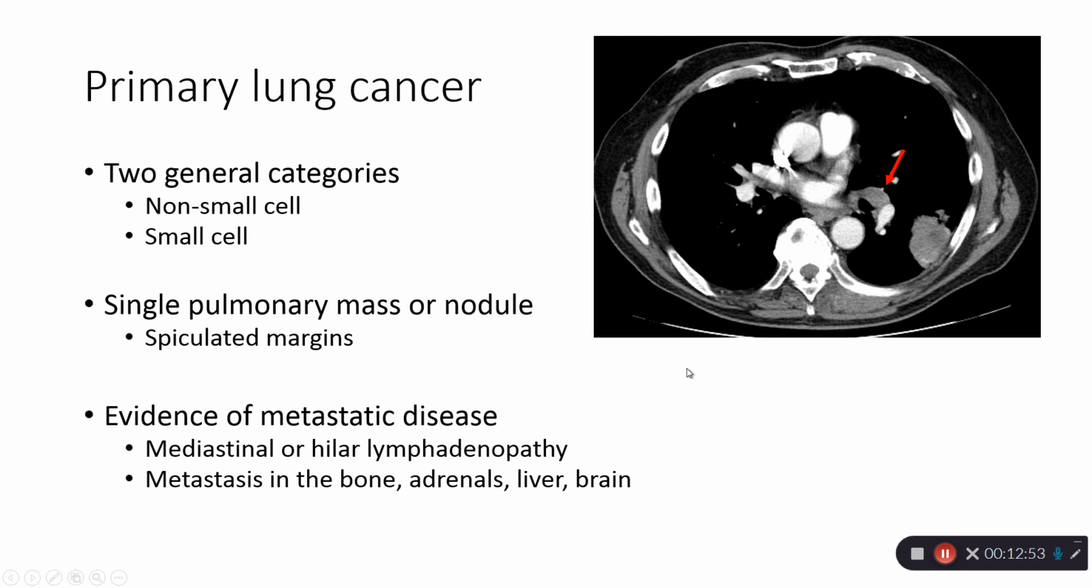Primary lung cancers are typically placed into two categories, whether it is a small cell or a non-small cell, often presenting as a single pulmonary mass or nodule. The margins may be spiculated or lobulated, and then we also want to look for evidence of metastatic disease, either within the thorax or distally. So in this case, there's a malignant metastatic left hilar lymph node, but metastasis can occur other places as well.